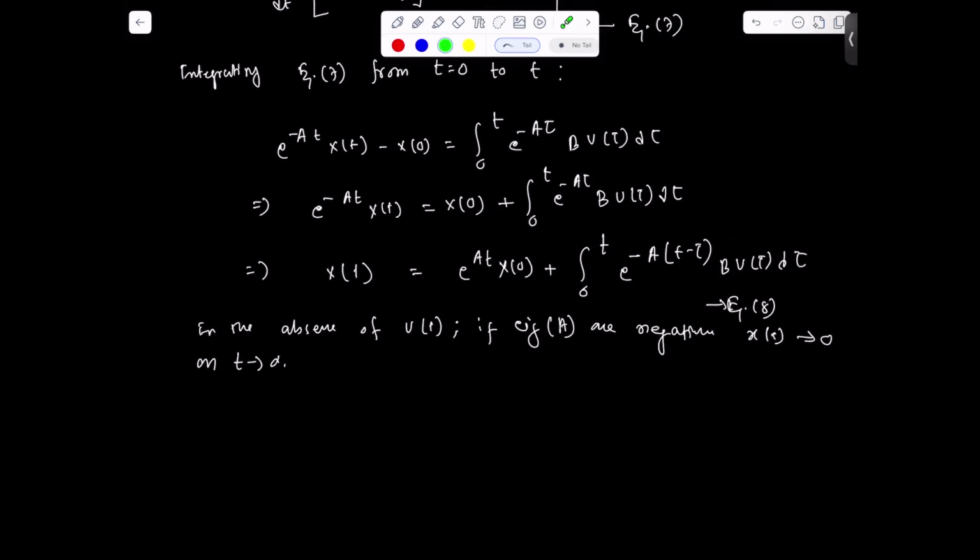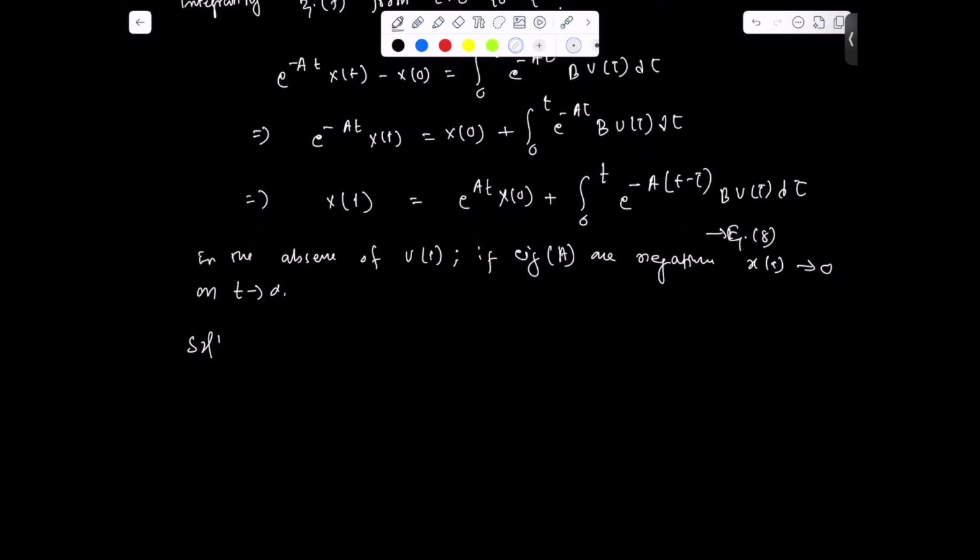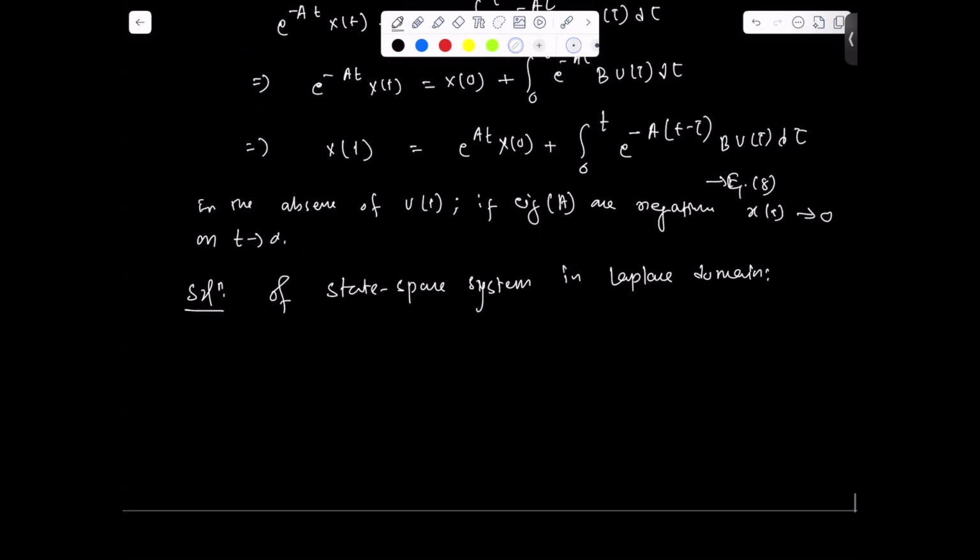Now we look at how we can find the solution of the state space system in terms of the Laplace domain. Let's work on this. Solution of the state space system in the Laplace domain. So here our system is x dot equal to Ax plus Bu.